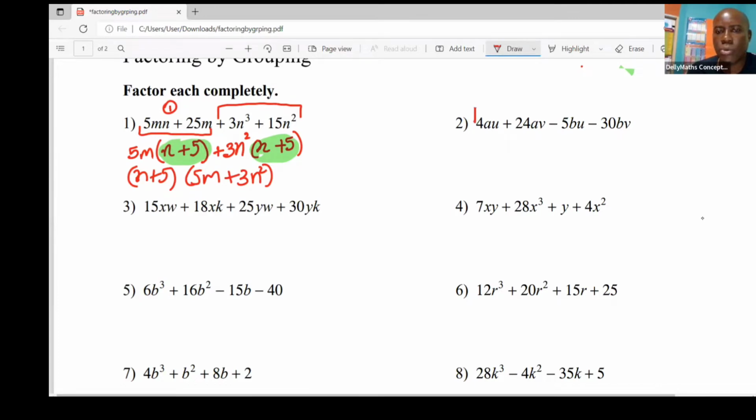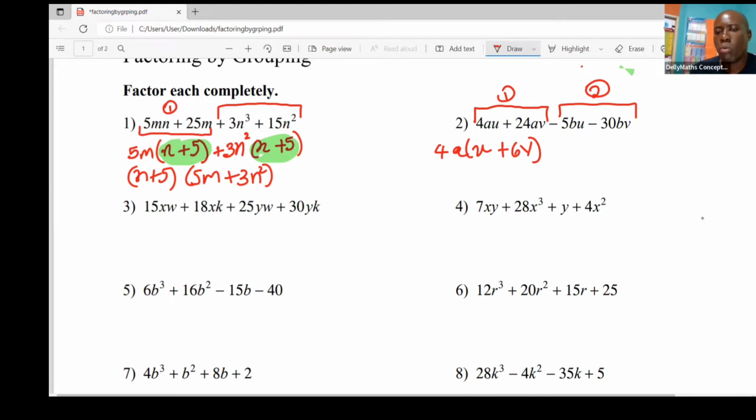Here, I'll try to group up those two and these two. I'm going to call this group 1, group 2. Let us observe to see if we have anything in common. Yes, we do. Because we could use 4a for group 1 and negative 5b for group 2. So let's go. 4a for group 1. So 4a into 4au, we're left with u, and 4a into positive 24av, we're left with 6v. We're done with group 1.